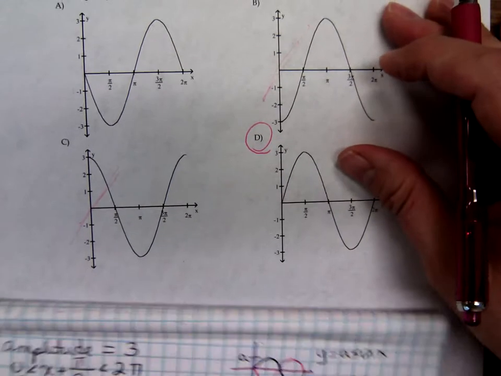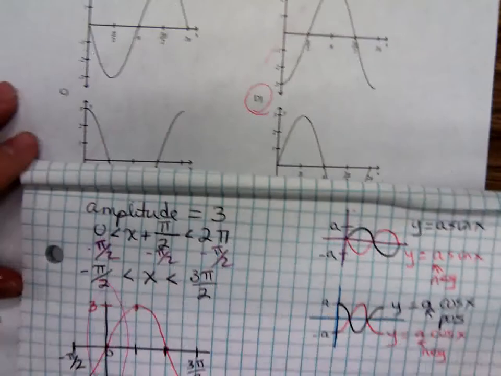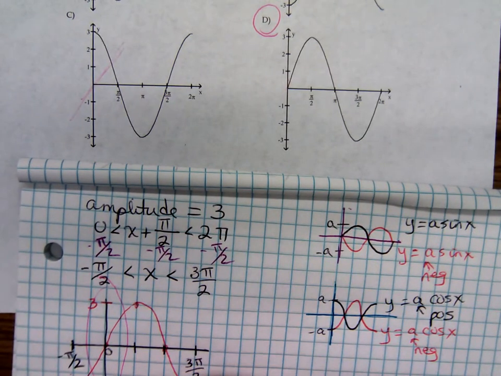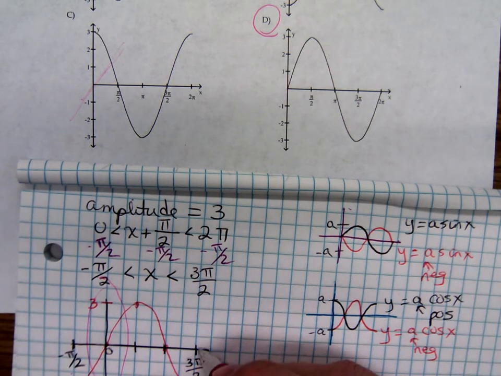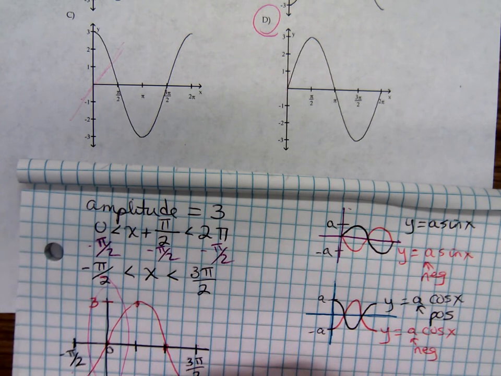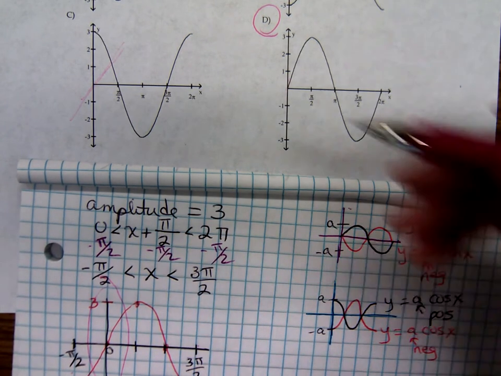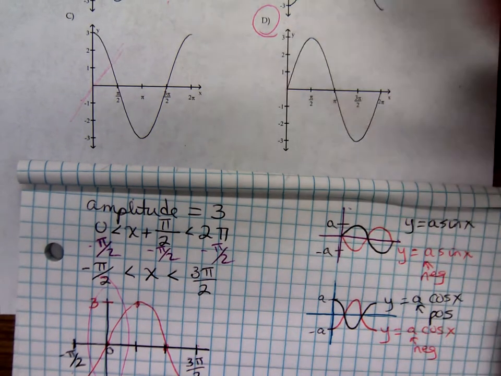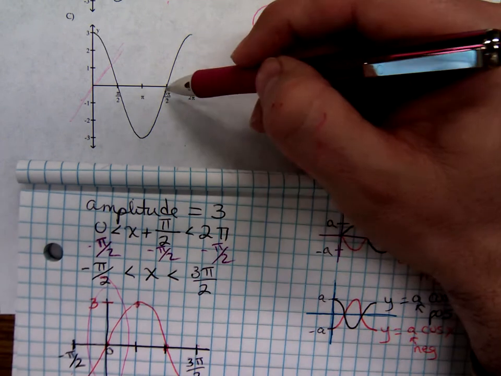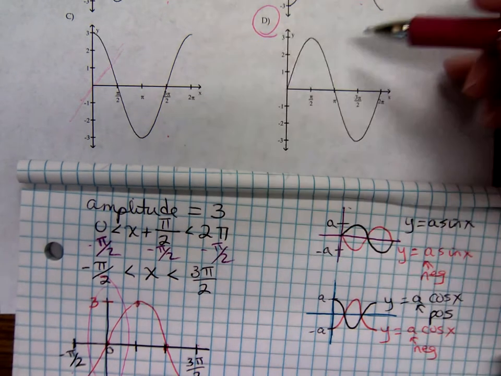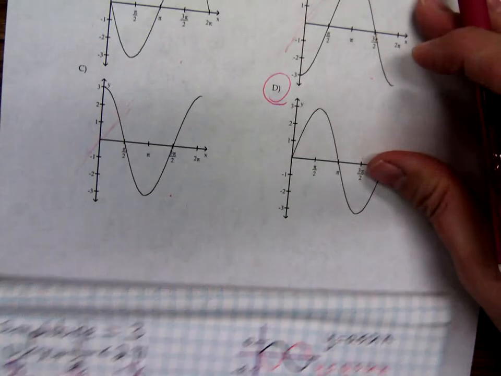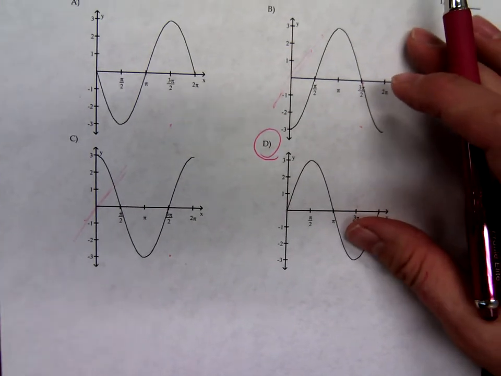If I'm choosing D as the graph, I looked at just right here around the y-axis, what's the graph doing? Or if you want to say, okay, at 3 pi over 2, it should be down at negative 3. Which one at 3 pi over 2 is down at negative 3? No, not that one. Not that one. Not that one. And, well, it is that one. Okay? Any questions how I'm deciding on D there? Okay.